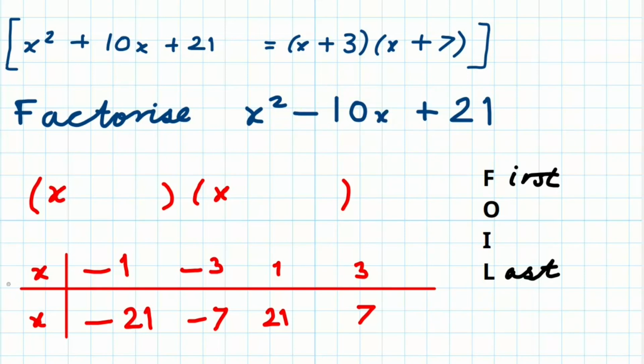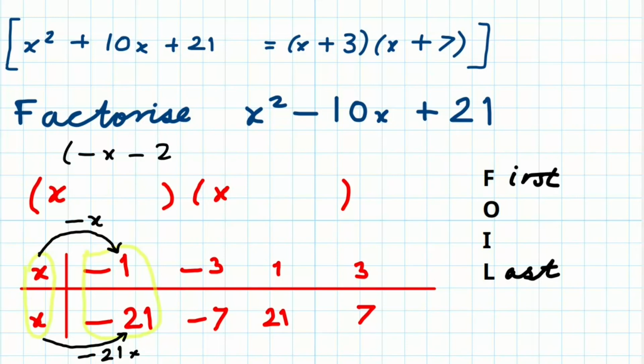We are going to take one column from each side of the table. On the left, we can only take x and x, that's the only possibility. On the right, we could take minus 1 and minus 21. So we could take those first and see if we can get minus 10x. So if we do x times minus 1, we get minus x, and x times minus 21 would give us minus 21x. Add those together and we get minus 22x. That is not minus 10x, so that doesn't work.